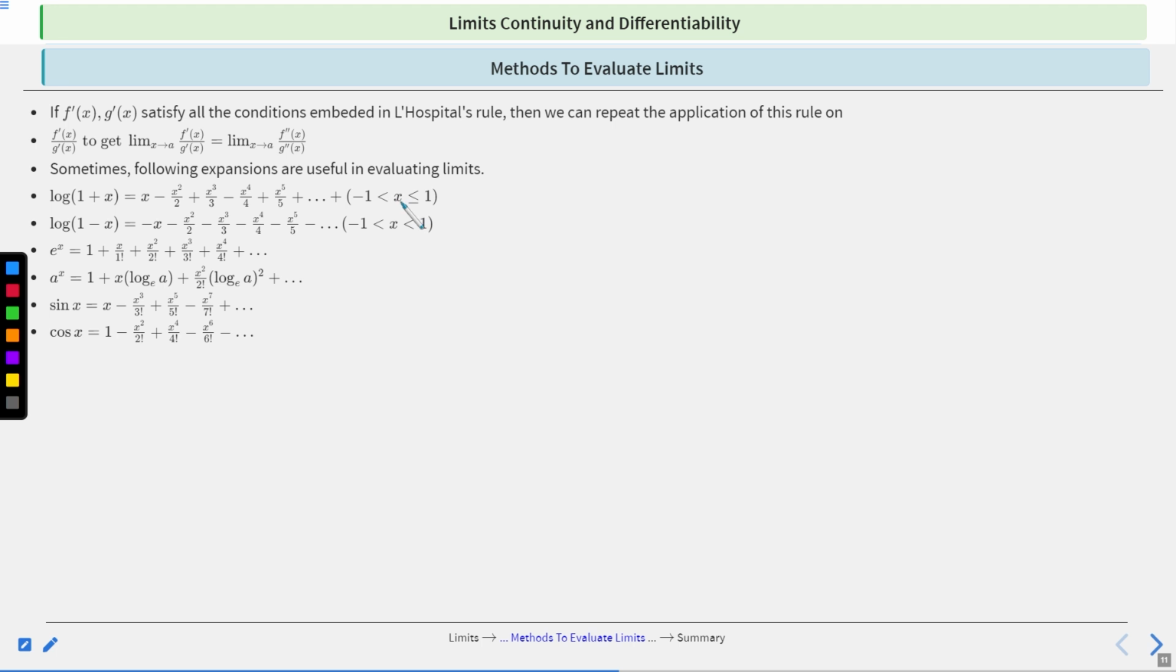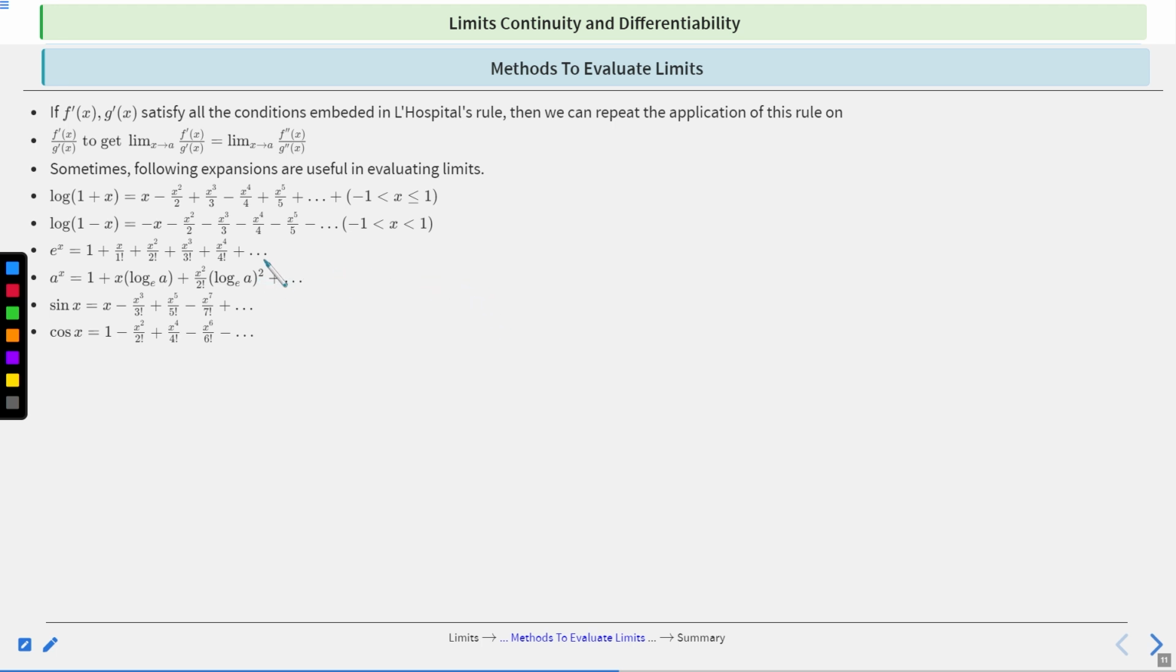Next, log(1 - x) can be written as -x - x²/2 - x³/3 - x⁴/4 - x⁵/5 and so on, where x belongs to -1 to 1. Expansion of e to the power x is 1 + x/1! + x²/2! + x³/3! + x⁴/4! and so on.